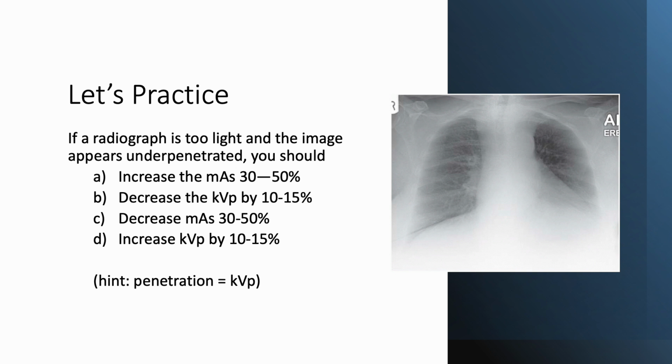Okay, I know I need to increase my settings. My picture is too light. My toast isn't cooked enough. And I know that it's a KVP problem because it's under KVP'd. So it's the KVP that I need to correct. I'm going to increase the KVP by 10 to 15%.